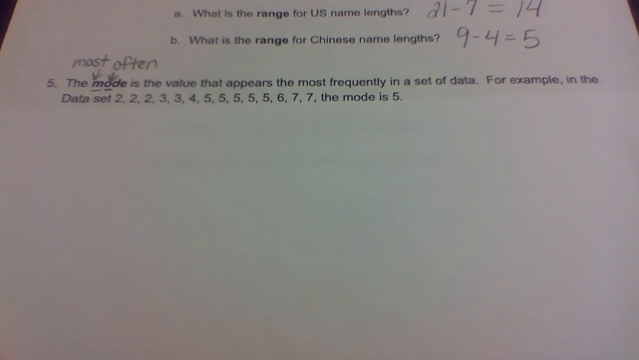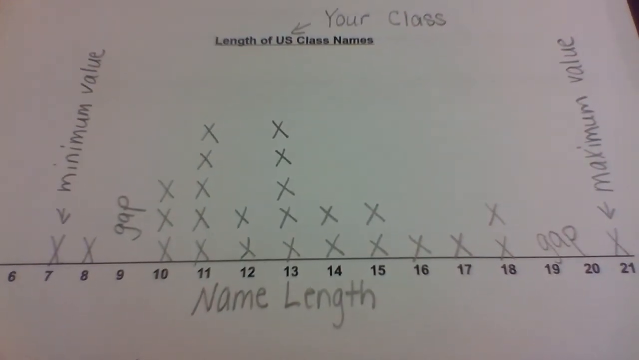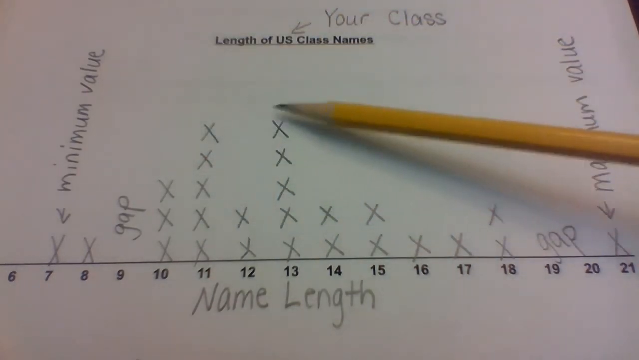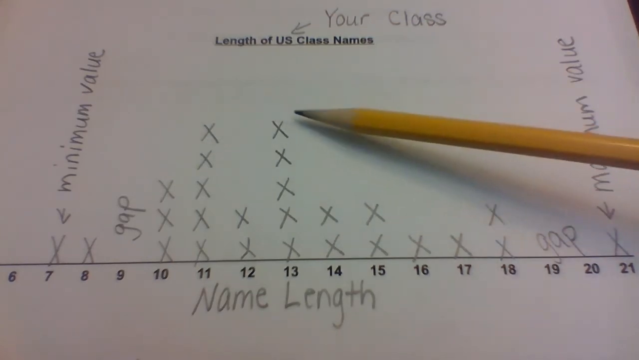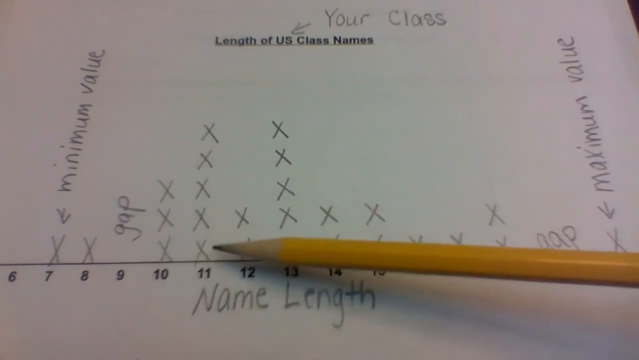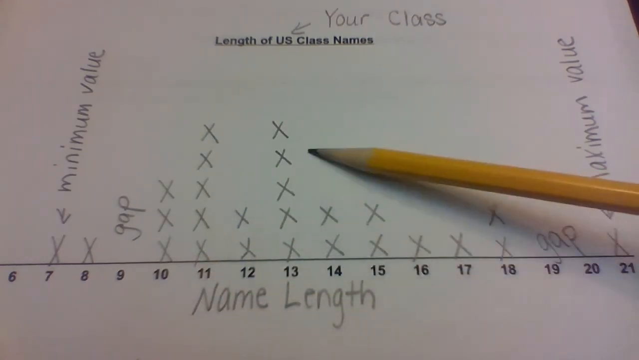So if I look back at our graph here, for the US name lengths, we want to look at which number has the most X's above it. So I'm looking and I'm seeing that the 11 and the 13 are pretty tall. They actually look like they're tied. I could count and double check. 1, 2, 3, 4, 5. 1, 2, 3, 4, 5.